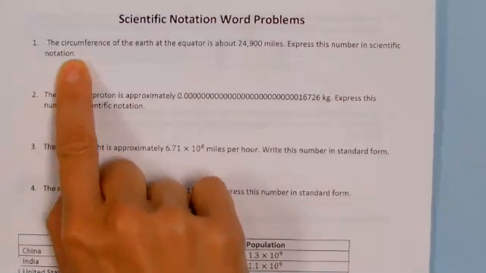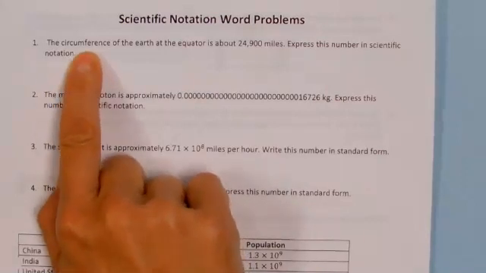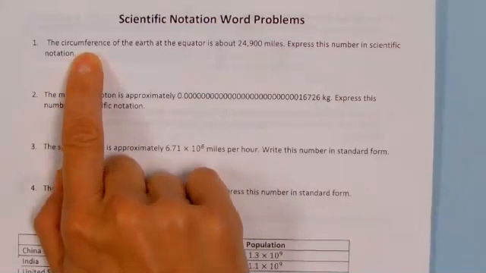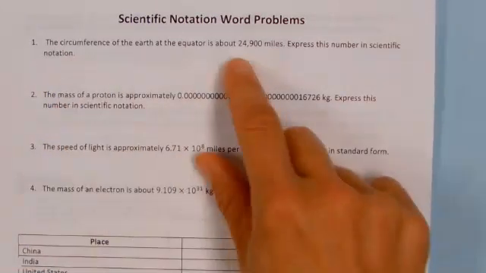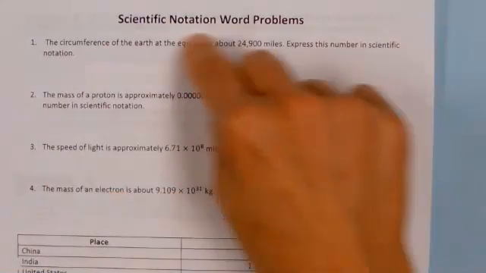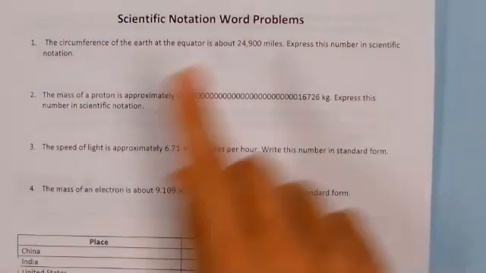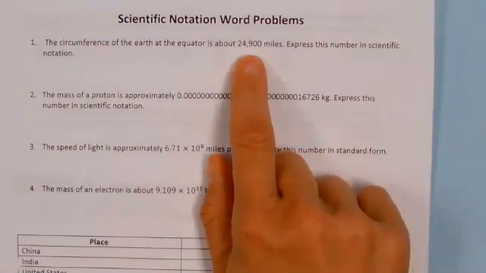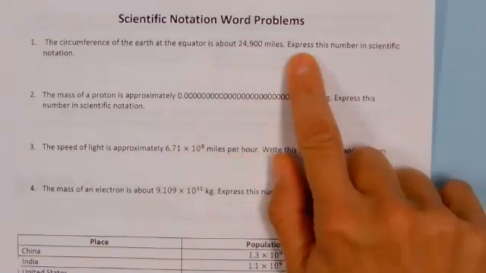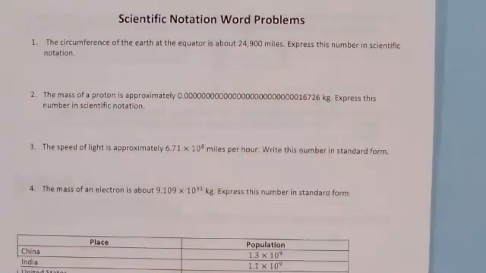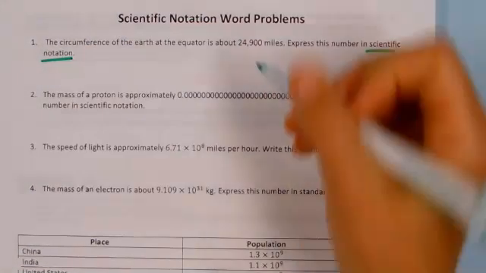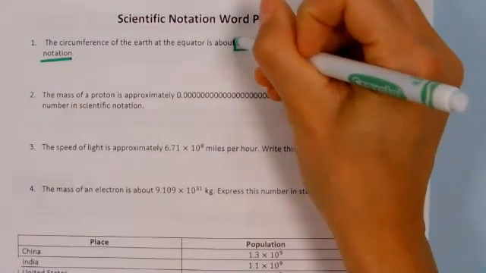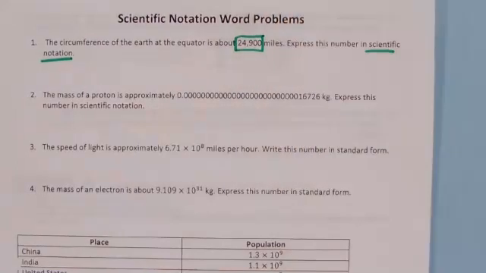Okay, so words that might throw you off are the word circumference. You don't really need to know what that means to answer the question, do you? I'll tell you, it means the distance around the Earth at the equator, right? So if you were to measure it, that's how far it is. If it were to wear a belt, that's how long the belt would be. Okay, but what we do need to know is the words scientific notation, right? And we need to use 24,900 miles.